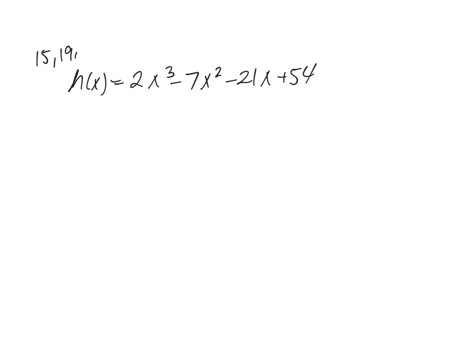This is number 15 from the worksheet on Thursday. It says find all the rational zeros. So to do that, we list our p's, which are all the factors of 54, right?